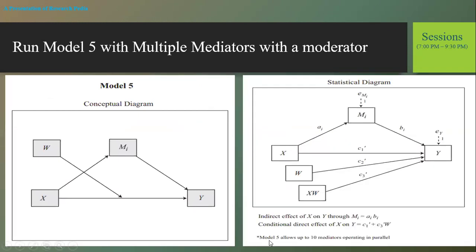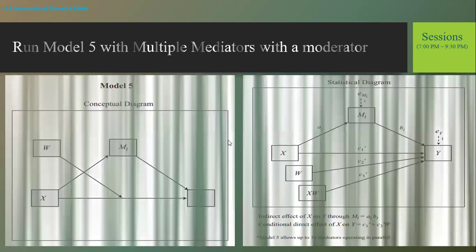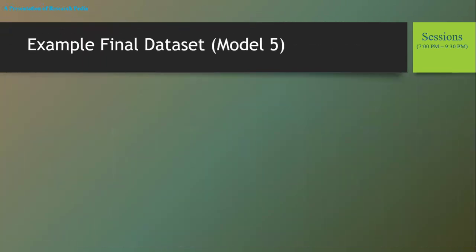And you need to understand that model number 4 allows up to 10 mediators operating in parallel. So you can include up to 10 mediators, but you are using only one moderator here. In order to exemplify this process, you need to understand the following scenario.